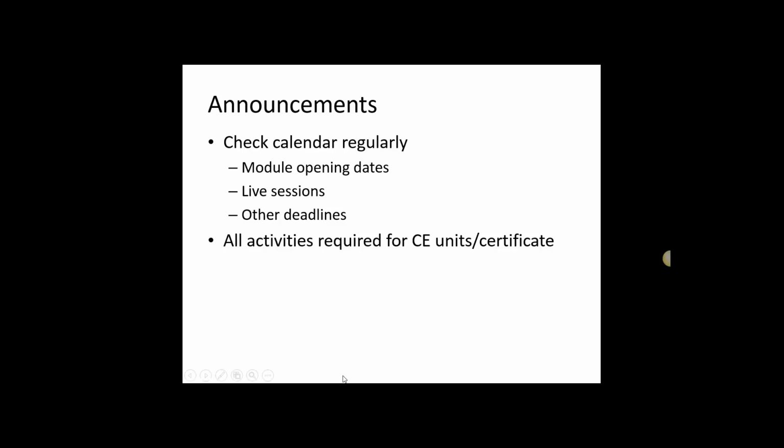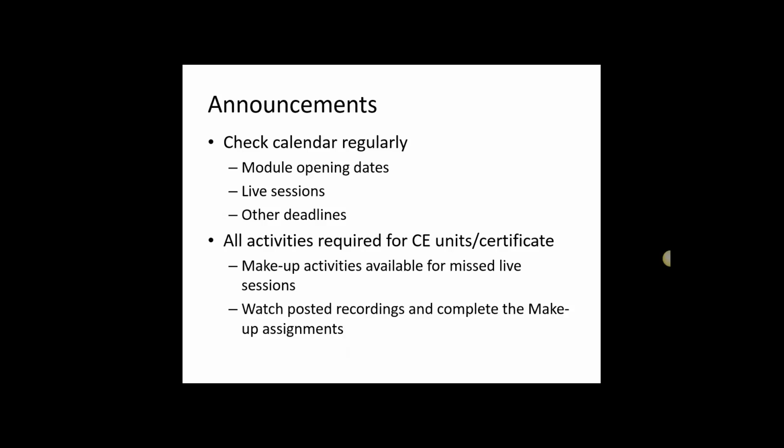And all activities are required to be completed, including all the assignments within the module and the final project, if you're planning to apply for CE units through Sac State or get a certificate acknowledging that you did the 40 hours of the program. And as I said, if you miss a live session, there will be a recording and there will be makeup activities to complete that will sort of mirror what was going on in the live session. Okay. All you would need to do is watch the posted recordings and complete the makeup assignments, and then that would qualify you for full credit.